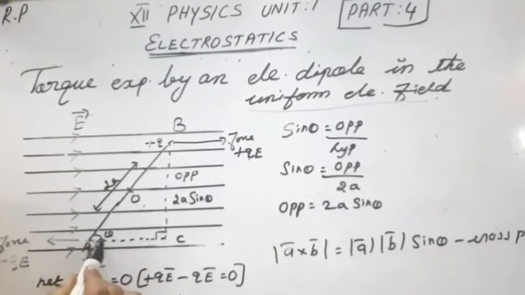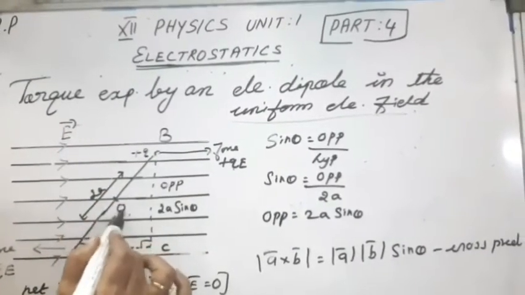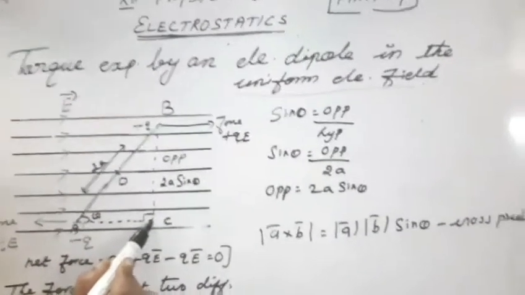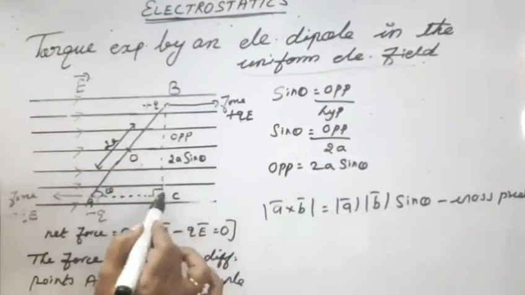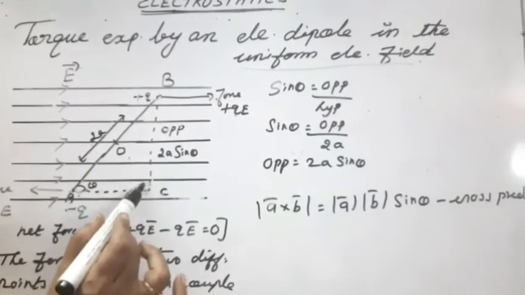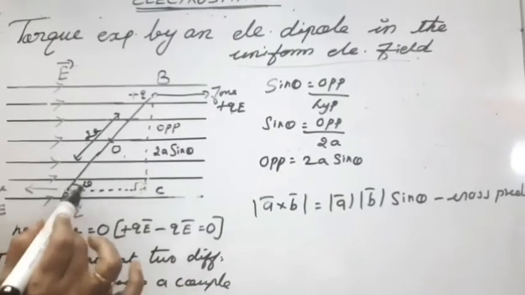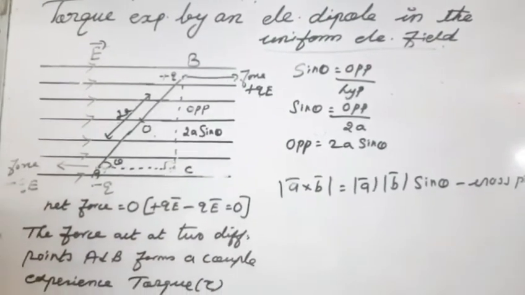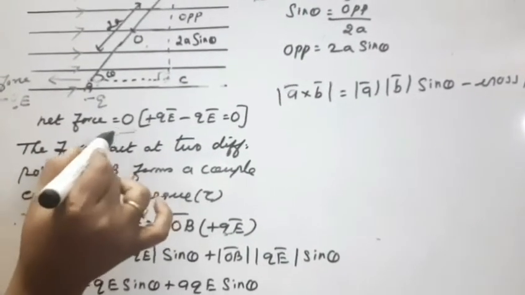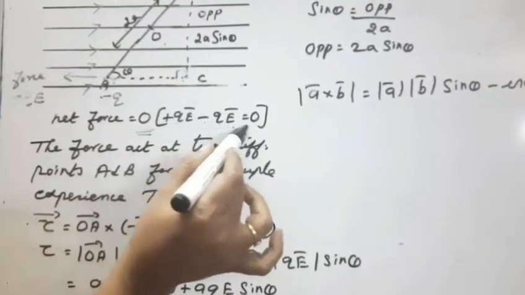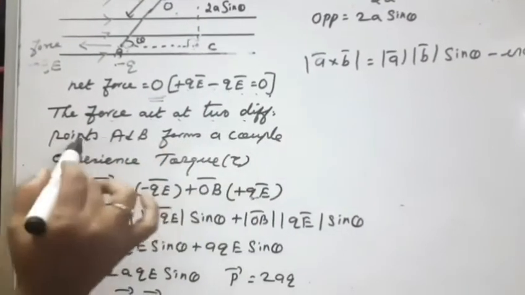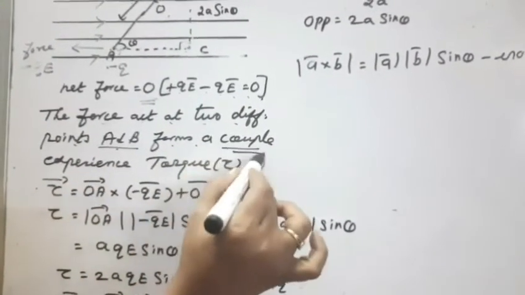Now we connect A and B. The center is O, and the separation is 2a. Next, we extend a line from A in the horizontal direction and a vertical line from B, and they join at point C. This is a right angle triangle, with angle theta opposite. Now, in the uniform electric field, the net force is 0 because the total force qE minus qE equals 0. Therefore, the forces act at two different points A and B, and this dipole forms a couple.